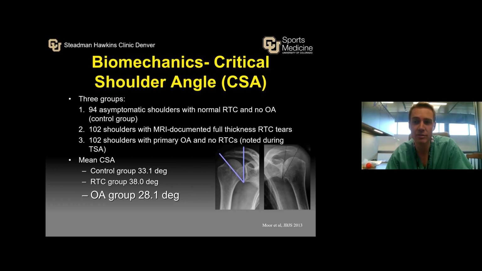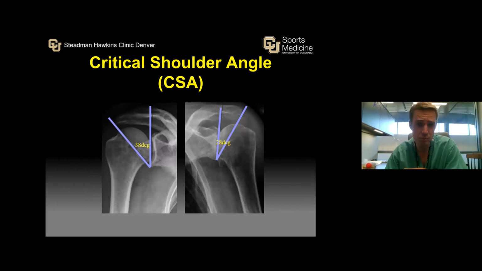And when they looked at the averages of this angle, the control group was 33 degrees. The rotator cuff group that had full thickness tears was much higher, and the OA group was much lower. And you may think, okay, what does this mean? I think what it shows is there's definitely some biomechanics playing a part in some of the degenerative changes that we're seeing in some of our injuries. So if you look at this in more detail, this picture on the left is the rotator cuff group with 38 degrees on average. The right shoulder is the DJD arthritis group with the lower angle of 28 degrees.